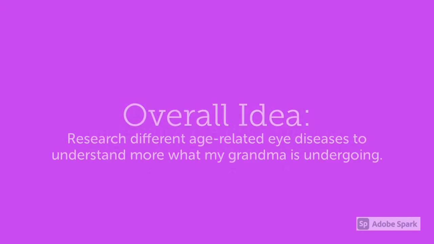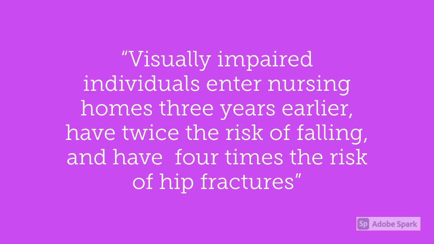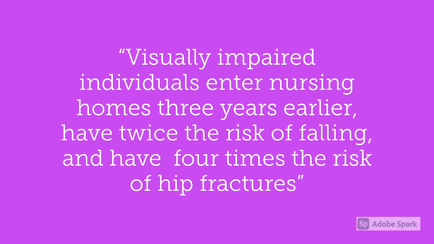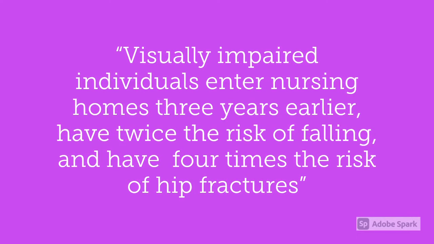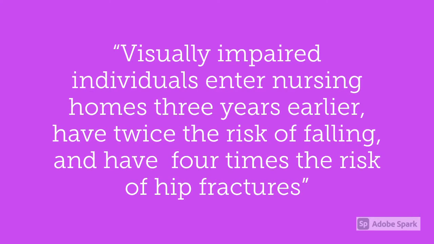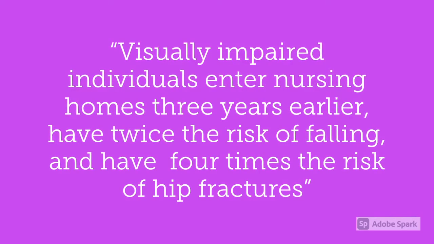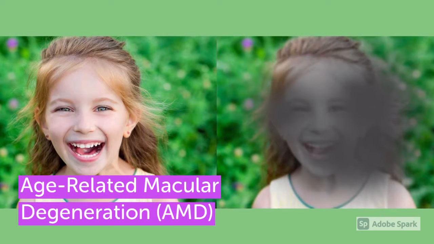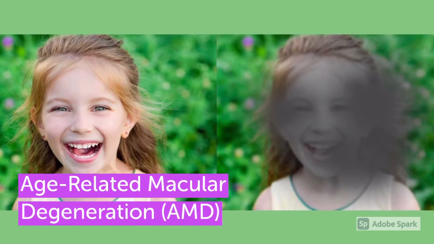Visually impaired individuals enter nursing homes 3 years earlier, have twice the risk of falling, and have 4 times the risk of hip fractures than those who don't suffer from visual impairments. I think that this statement is the reason why eye diseases are so important to understand and so important to learn how to fix. The first eye disease I'm going to discuss is age-related macular degeneration, or AMD.